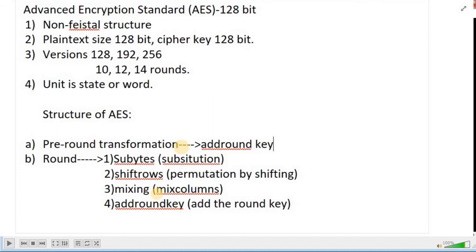So what is the procedure? How will these transformations be done? I will elaborate on it with the help of an example. Just listen for the basic fundamental information. And the last transformation of the AES algorithm rounds is the AddRoundKey. AddRoundKey is just like the previous pre-round transformation, in which I have to add the round key state into the plain text state.